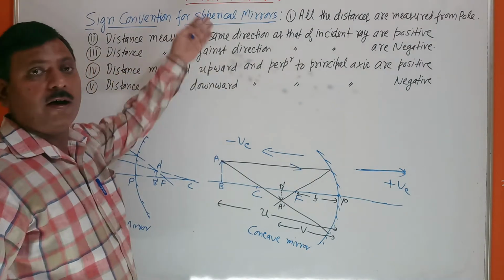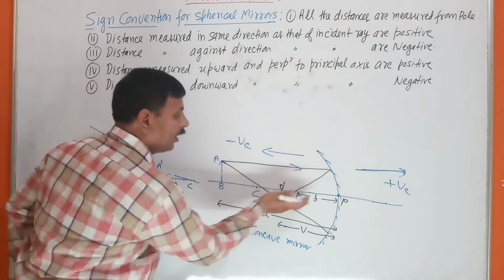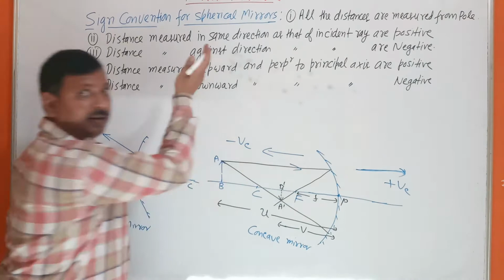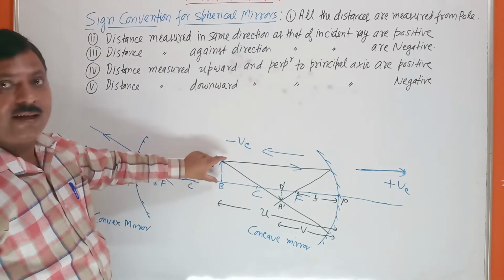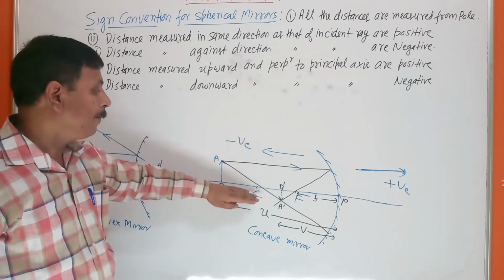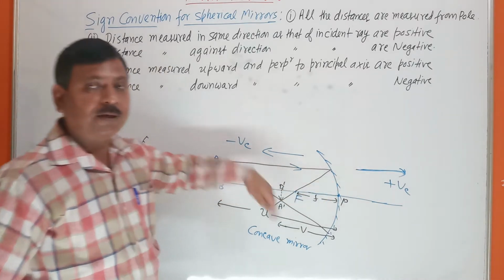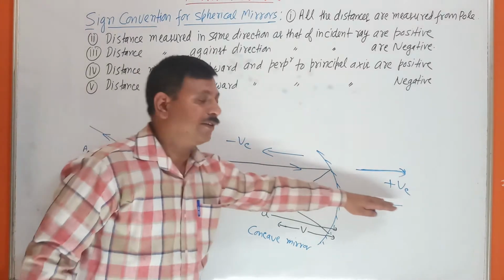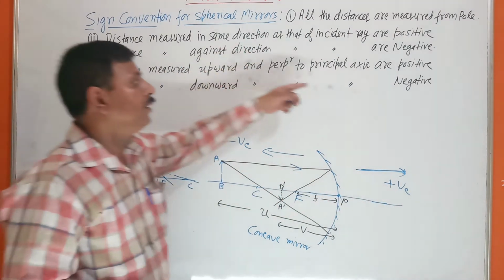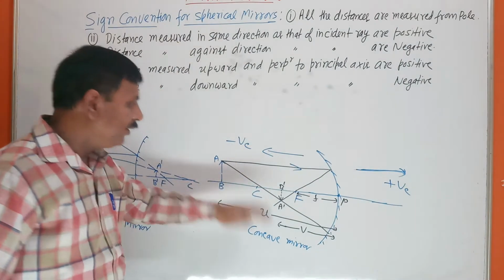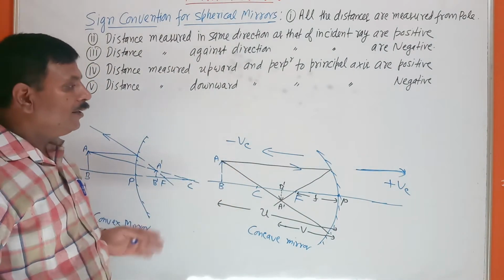Next, distance measured upward. If you are moving upward, perpendicular to the axis, suppose I want to take the length AB from the axis, perpendicular to the axis, upward. This is the axis we have taken. If you are moving upward, you have to take positive, and downward you have to take negative.